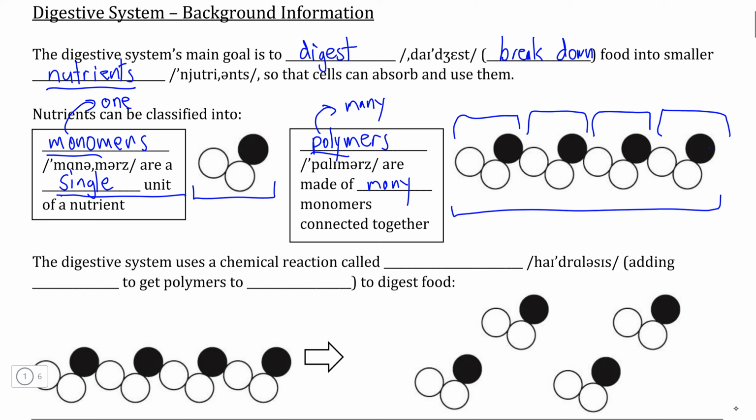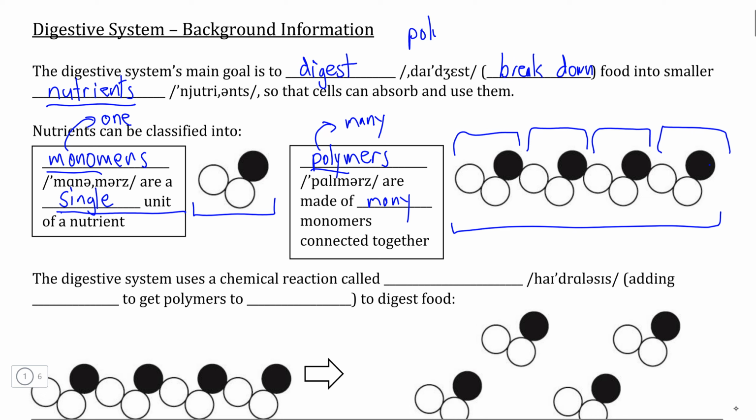Your digestive system actually has the opposite job. The nutrients found in your food primarily come in the form of polymers, because obviously the food that you eat is going to have many nutrients that are all attached to each other, and when your digestive system breaks down polymers at the chemical level, its job is to break them down into individual monomers.